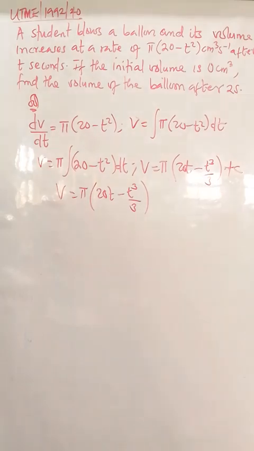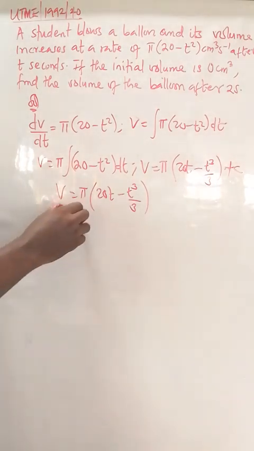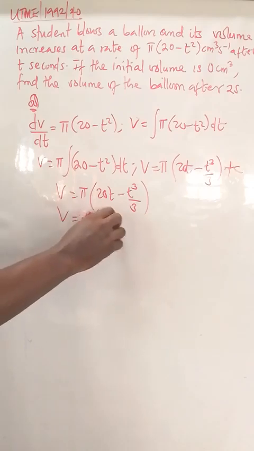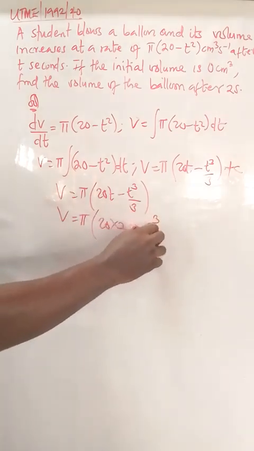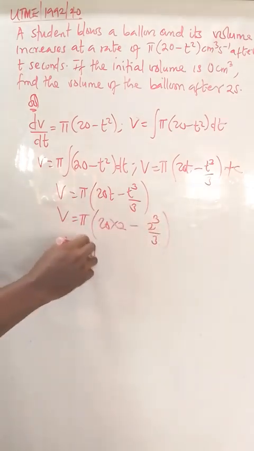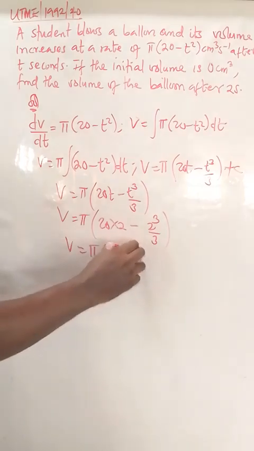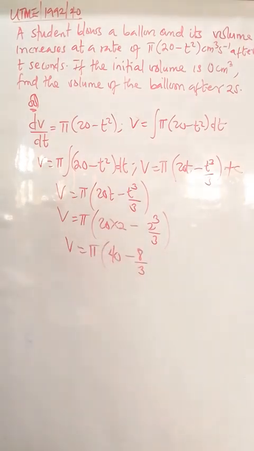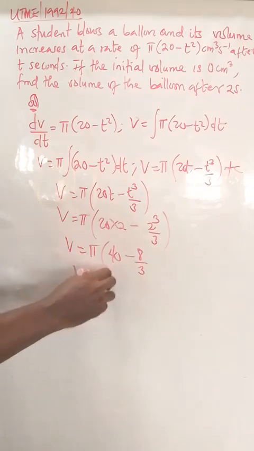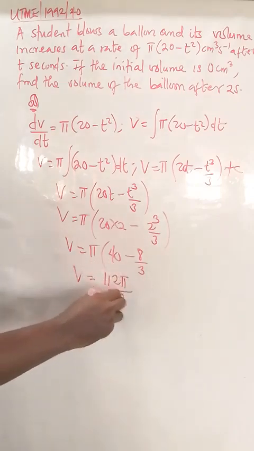So find the volume of the balloon after 2 seconds. So replace t with 2. That is 20 times 2 minus 2 cubed over 3. So the volume becomes pi into 40 minus 8 over 3. 3 times 40, 120. 120 minus 8 is 112. So the volume becomes what? 112 pi over 3.